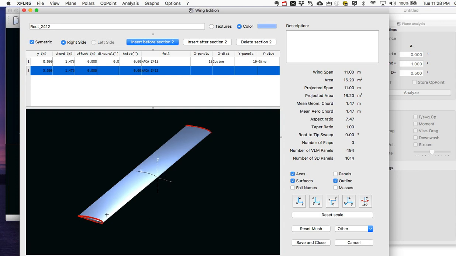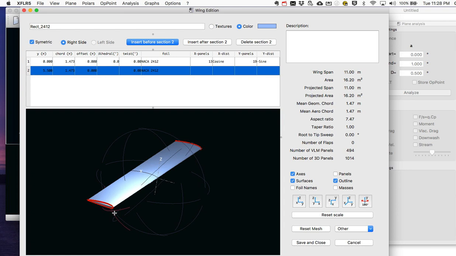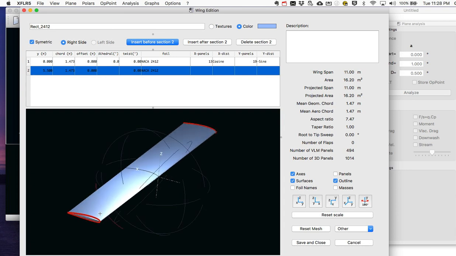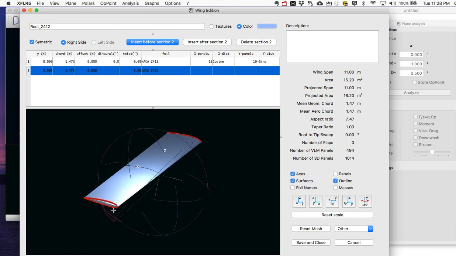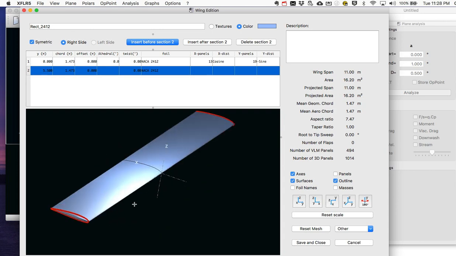If I left click, is it left click? Yeah, left click command, at least on the Mac. On the Windows, probably left click control, I would bet. I can orbit this around, rotate this around. I can see what it looks like.